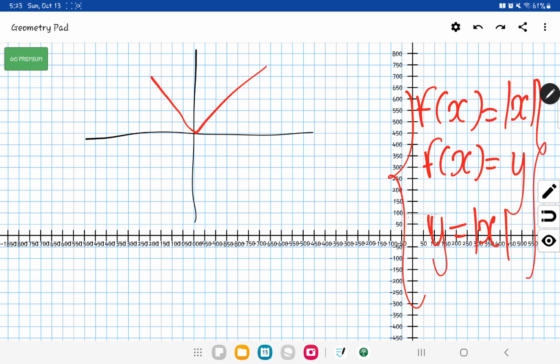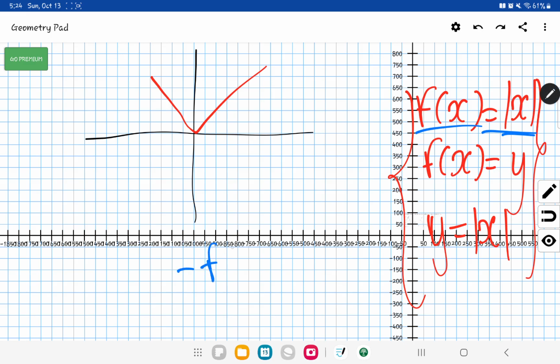Now we know the very first thing we did was multiply the absolute value, but what happens if we multiply our function by negative? Usually if you multiply it by a number, it will stretch or shrink depending. If the number is greater than 1, it will stretch. If the number is between 0 and 1, it will shrink. But what if we multiplied the function or the absolute value by minus? What happens?